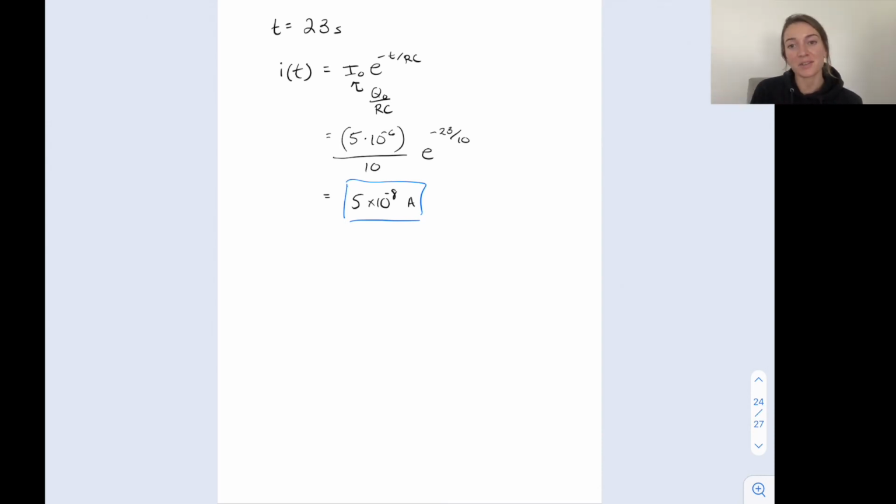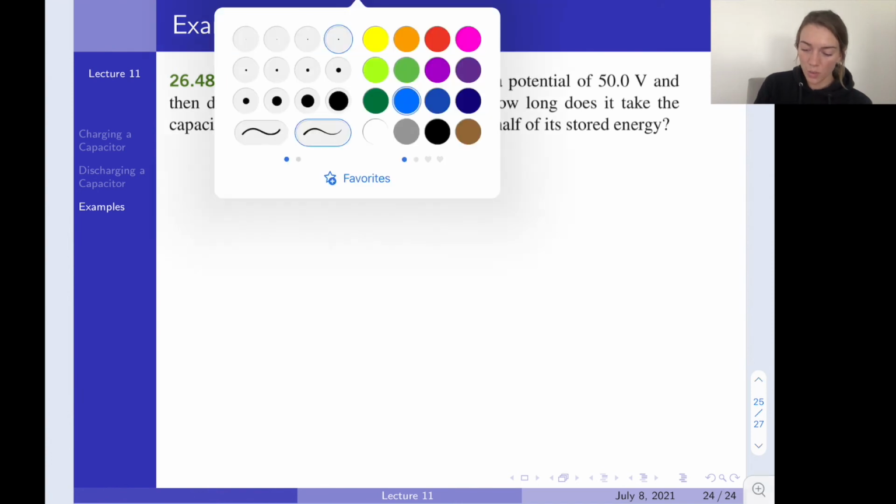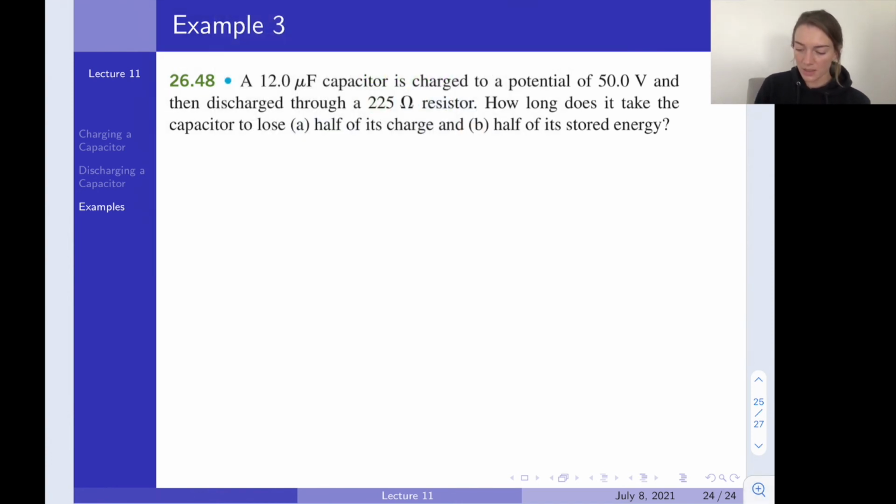Okay, now let's go on to another. We have one more example with this stuff. Here we have a 12 microfarad capacitor charged to a potential of 50 volts.